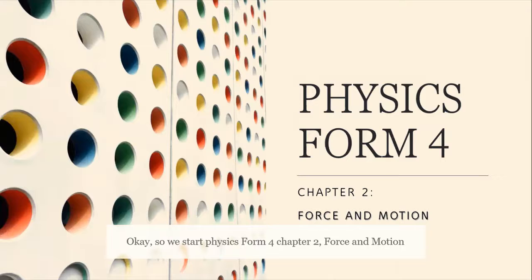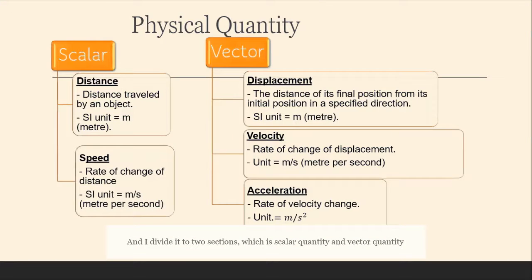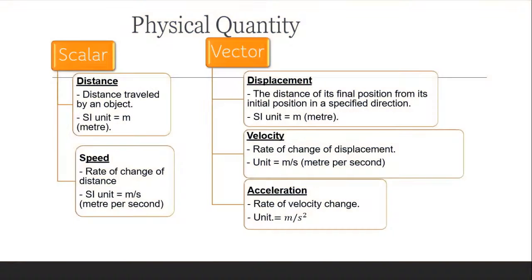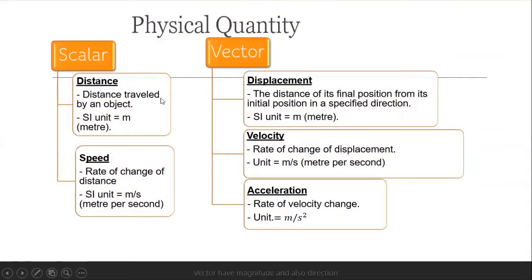Okay, so we will start Physics Form 4, Chapter 2, Force and Motion. So the first one, we will learn about physical quantity, which is the very basic thing in physics. And I divide it into two sections, which is scalar quantity and vector quantity. Scalar quantity is a quantity that is measured and has its own magnitude without direction. So vector has magnitude and also direction.